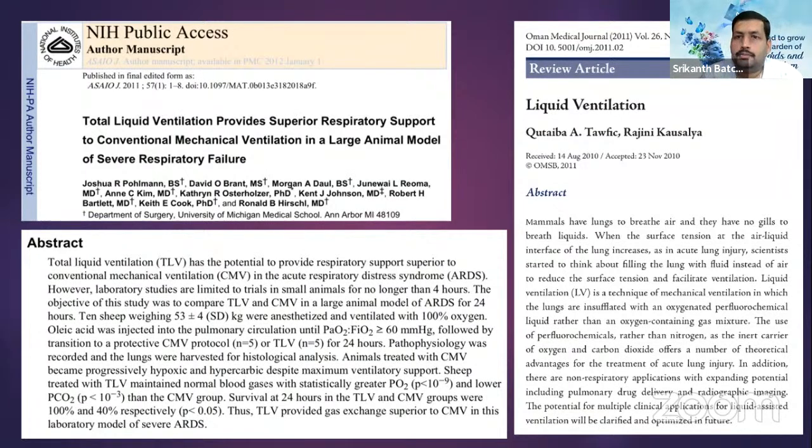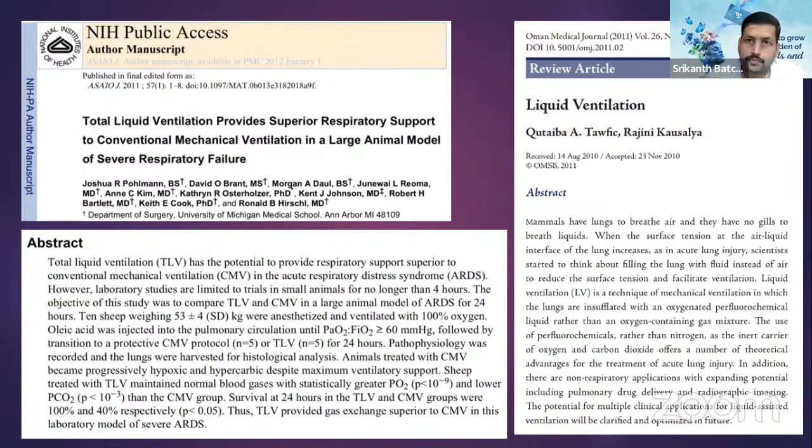Thank you. So this article in the Oman Medical Journal in 2011, about this liquid ventilation, though he has pressed more on partial liquid ventilation, which is actually currently the ready mode in liquid ventilation. So this has beautifully summarized all the implications and how it is done and everything. That's a review article there. I will send all the articles in our group later.